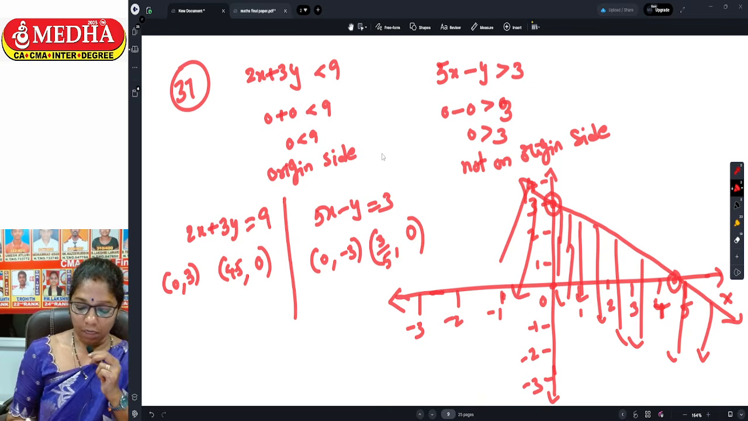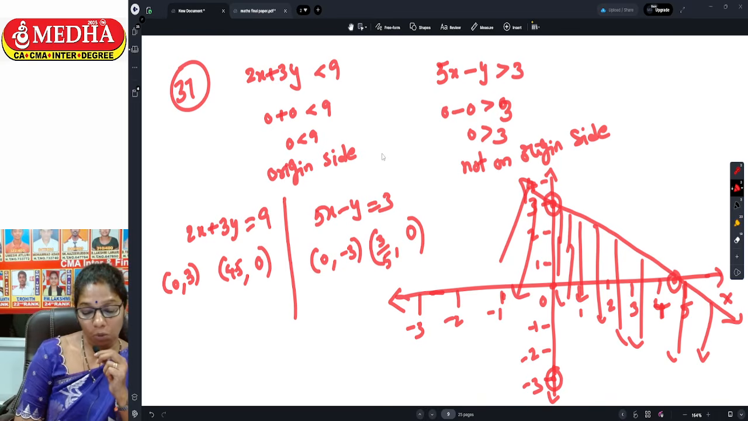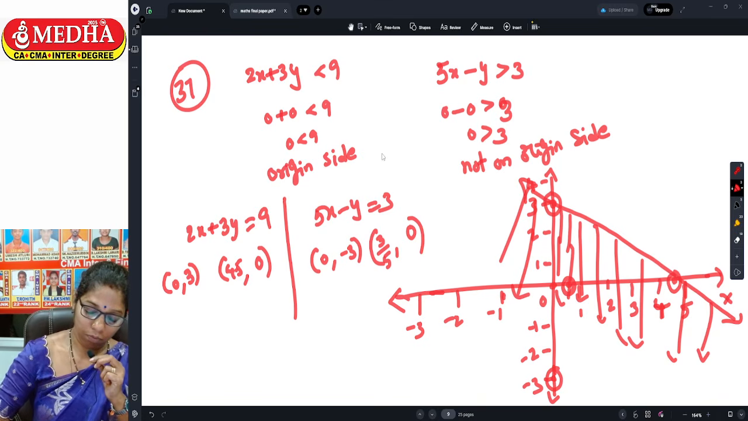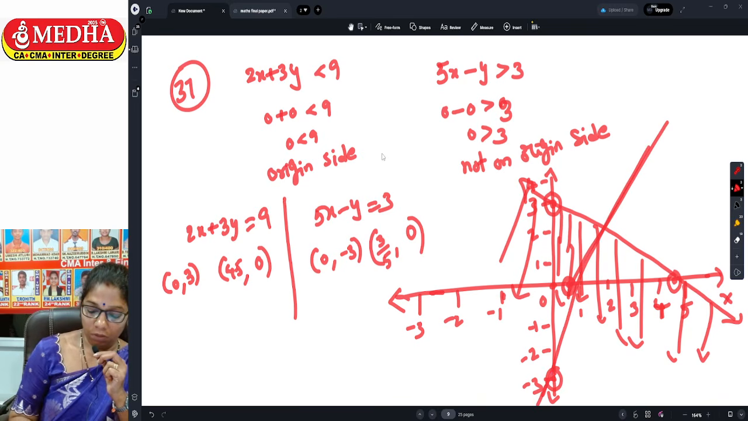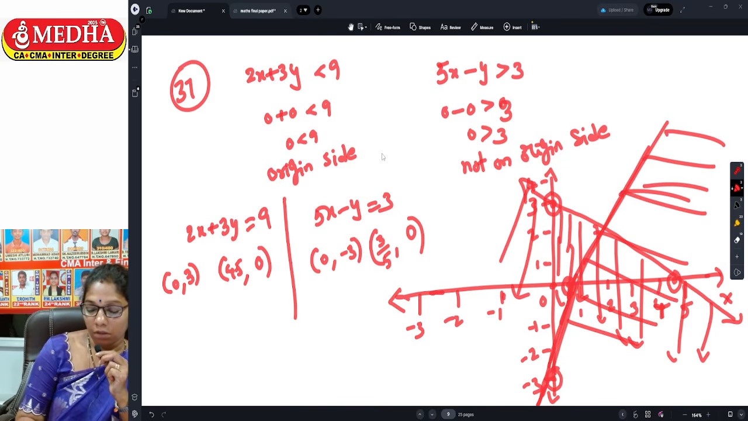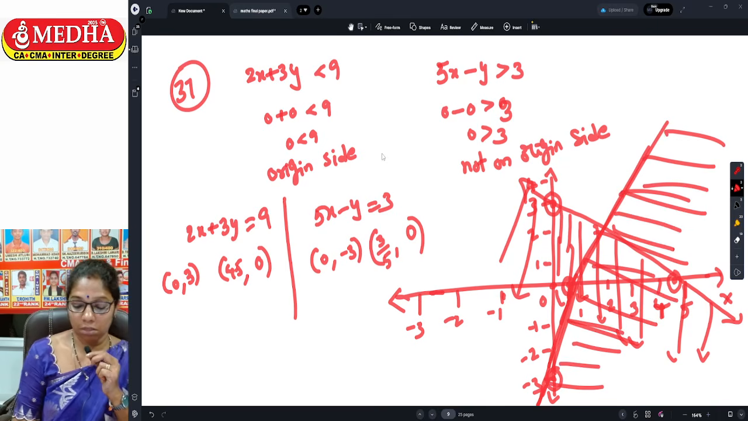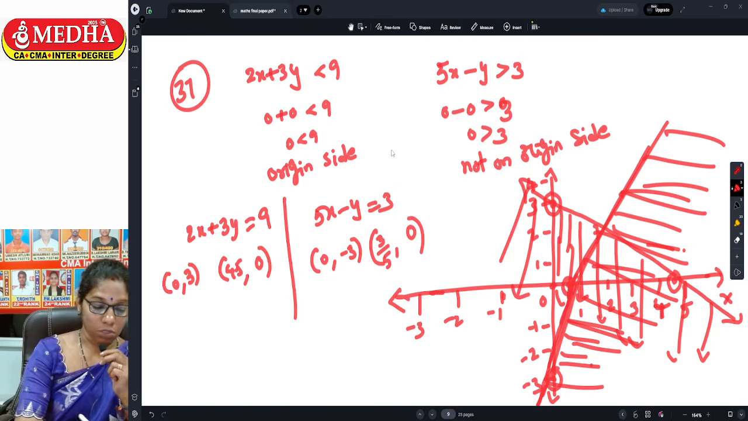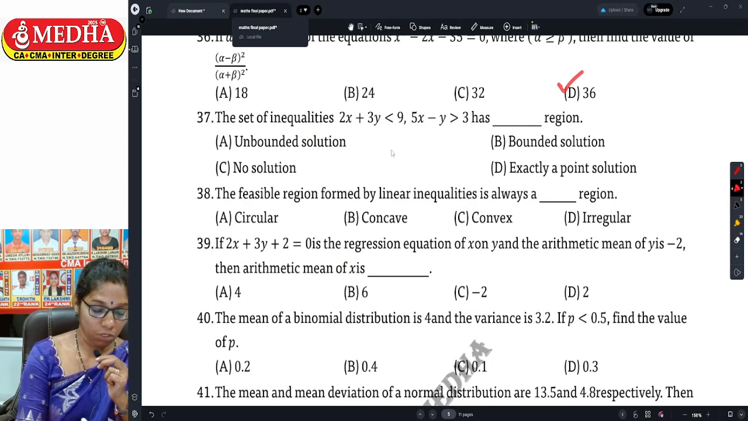0 comma minus 3, x 0, y minus 3, and this is minus 3. 3 by 5 is nothing but 0.6, 0.6 is here. So by joining these two, this is not on the origin side, so not on the origin side we have to shade in this side. This is an unbounded solution.